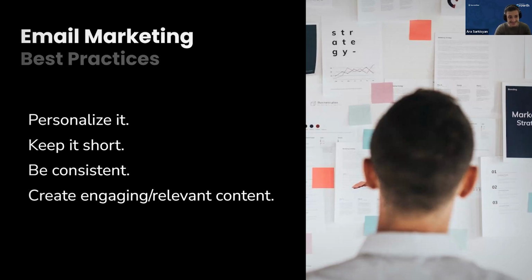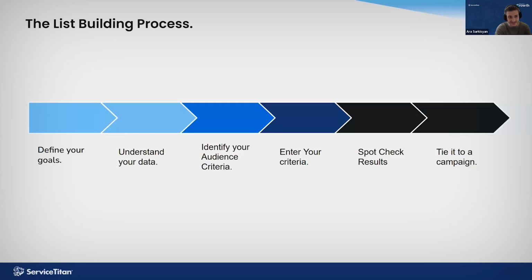Again, you need to be consistent with your behavior. And lastly, most importantly, create engaging and relevant content. Don't send irrelevant content in your emails. Keep the message on topic. So when we're building a list, there's a nice 6-step process to follow.